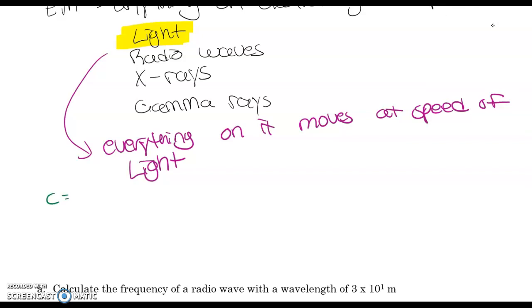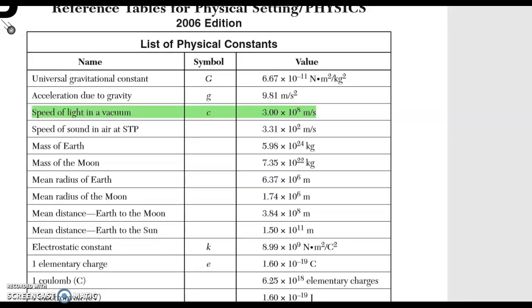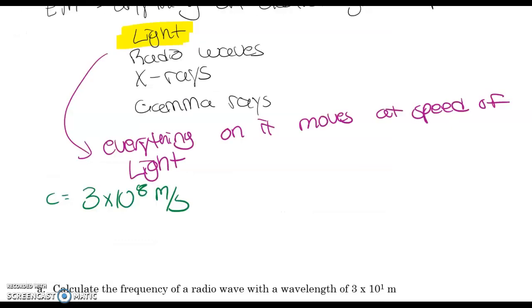And we can find the value from the front of our reference tables. So it's 3 times 10 to the 8th meters per second. We'll go into this more when we talk about all kinds of waves, but waves have an equation where the speed of the wave is the frequency times the wavelength. We can rewrite that for electromagnetic waves to say that the speed of light is equal to the frequency of that ray times the wavelength.